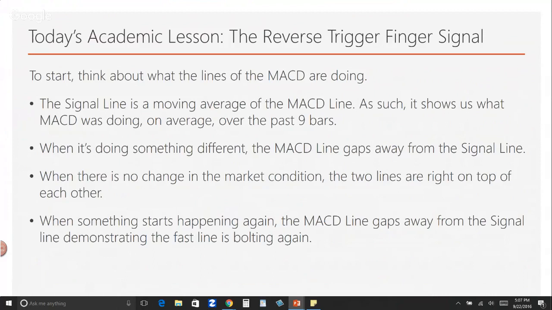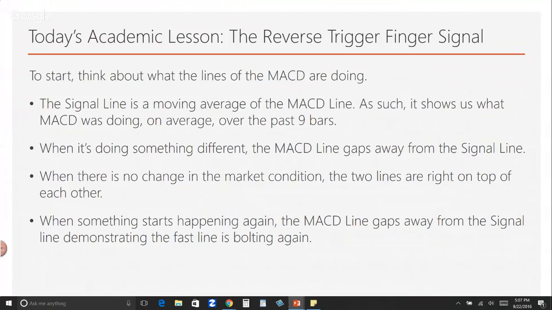When there's no change in the market condition, and the market is basically doing the same thing right now that it was doing a little while ago, those two lines are going to be right on top of each other. It could be that the market is in a steady trend and those lines come closer and closer together. Or it could be that the market move has gone into some sideways consolidation, or it even could be somewhat of a pullback off the impulse that was pushing the market forward in one direction. So it could be a lot of different things. But when there's no change in the market from what it was doing, those two lines are going to be right on top of each other. Don't worry, I'm going to show you what that looks like.